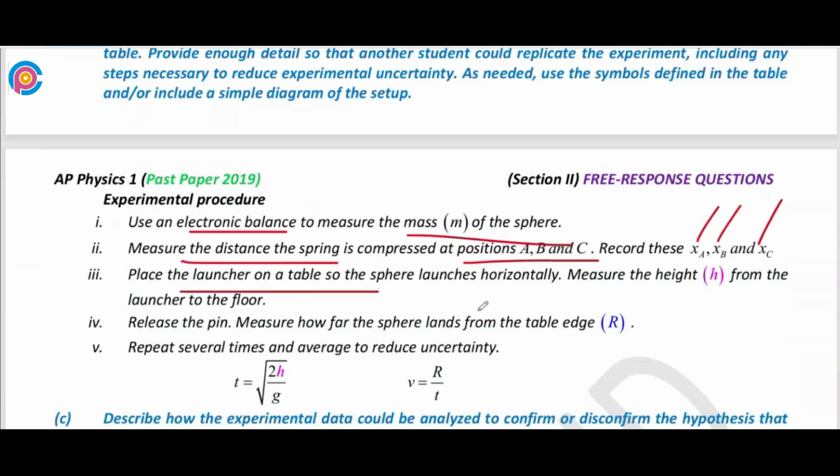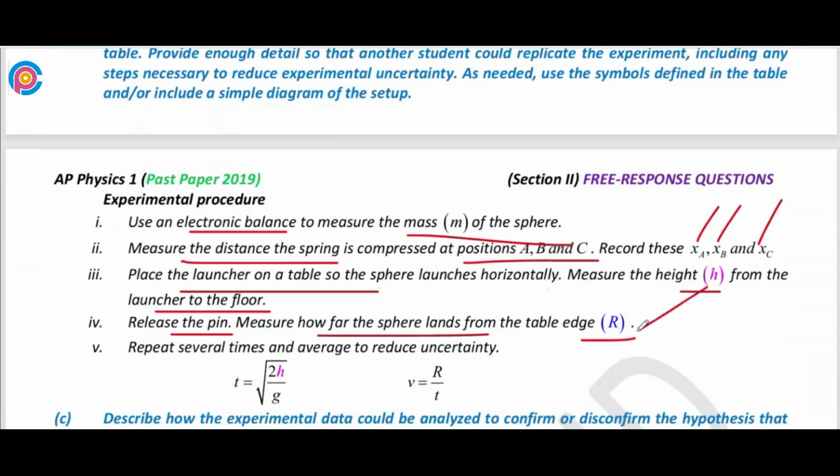Now place the launcher on a table so the sphere launches horizontally, measuring the height of the launcher from the floor. H is measured with the meter stick. Now release the pin and measure how far the sphere lands from the table. That is the range, or R.